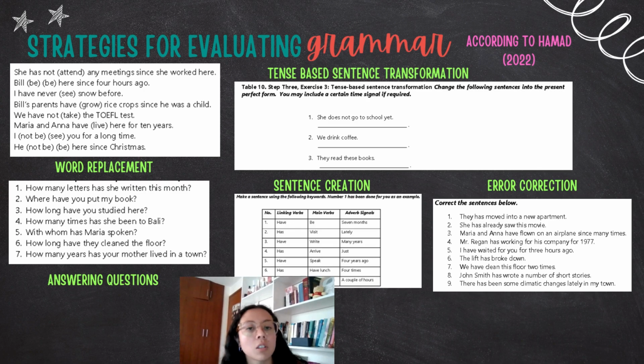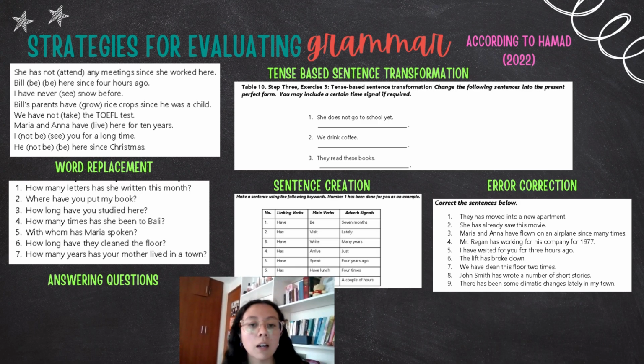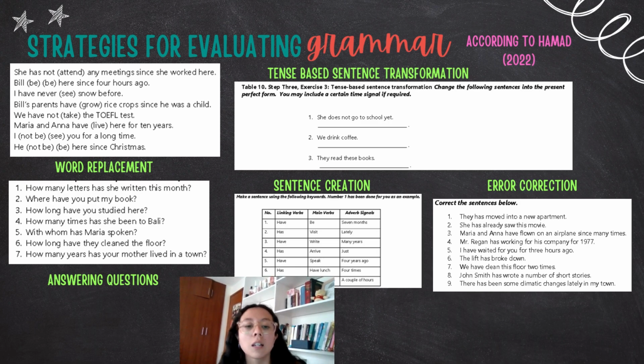HAMA 2022 mentions that some strategies for evaluating grammar are word replacement. Students have a sentence and a word in brackets which they will have to introduce into the sentence. Tense-based sentence transformation: they give us a specific sentence and a specific tense to transform the first sentence given. Answering questions like, how many letters has she written this month. Sentence creation: they give us some words and we have to create a sentence within a specific grammar tense. And error correction: we have a set of sentences and students have to check for the mistakes based on the grammar topics that we were checking.